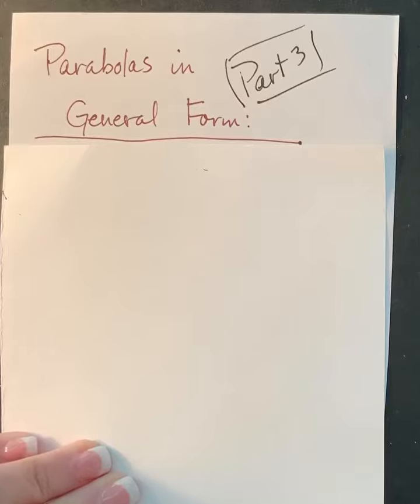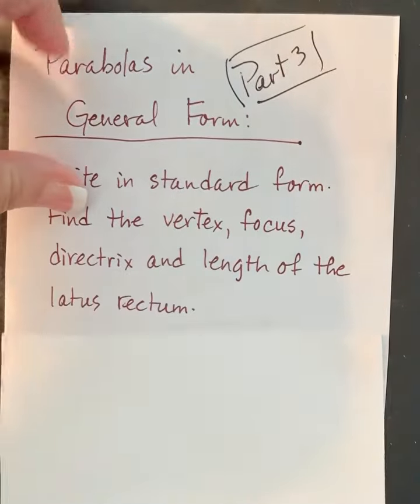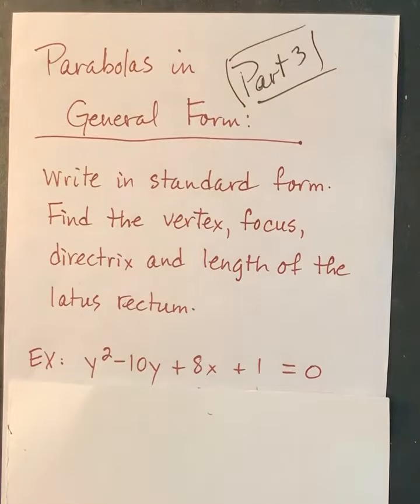Okay, this is Parabolas, section 9.2. This is part 3, and we're going to talk about parabolas that are in general form. So for example, here's our first example down here. y squared minus 10y plus 8x plus 1 equals 0.